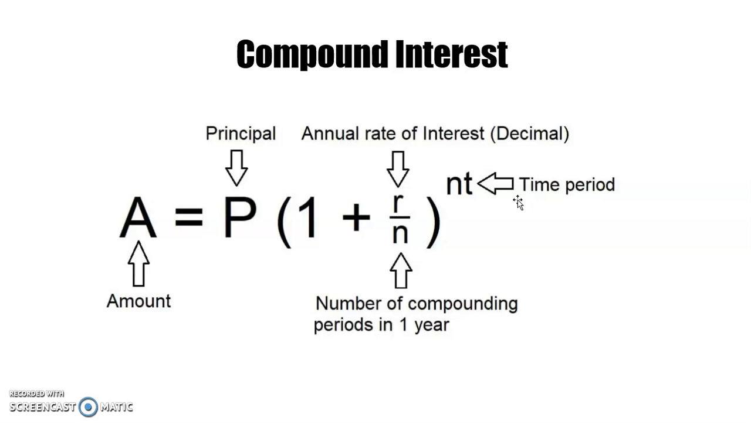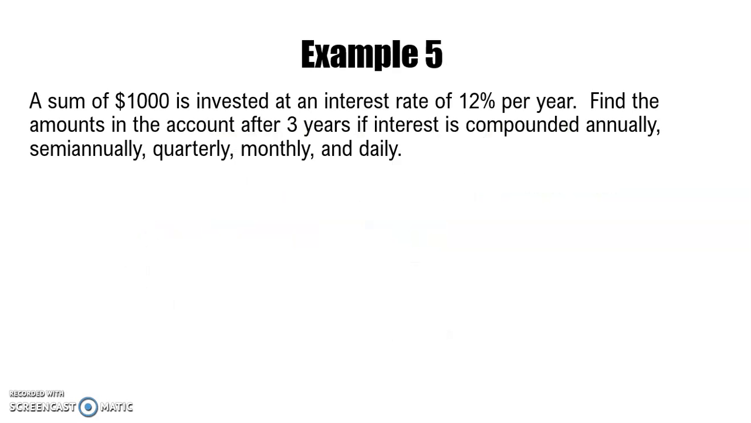Okay, so let's look at a word problem that will help us apply this formula. In example 5, it says a sum of $1,000 is invested at an interest rate of 12% per year. Find the amounts in the account after 3 years if interest is compounded annually, semi-annually, quarterly, monthly, and daily. Okay, so they actually want us to calculate it multiple times. So there are actually 6 separate answers, 6 separate calculations I need to do.